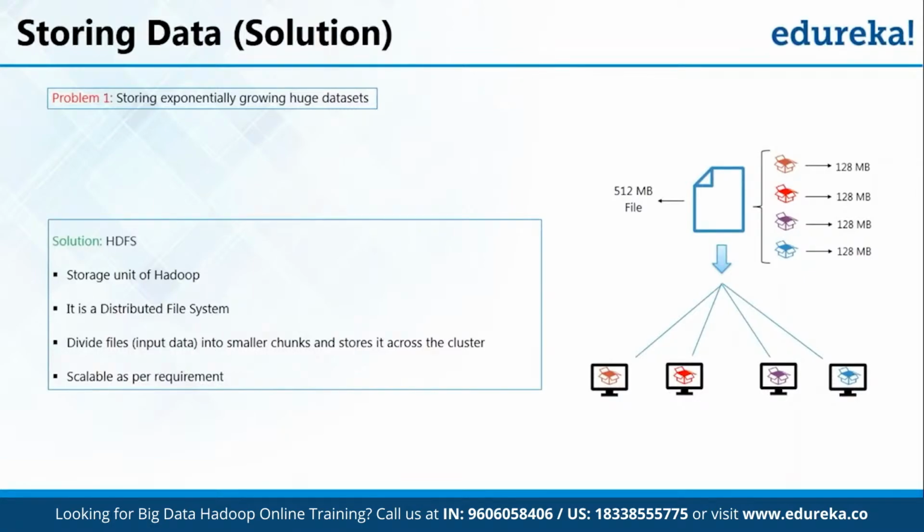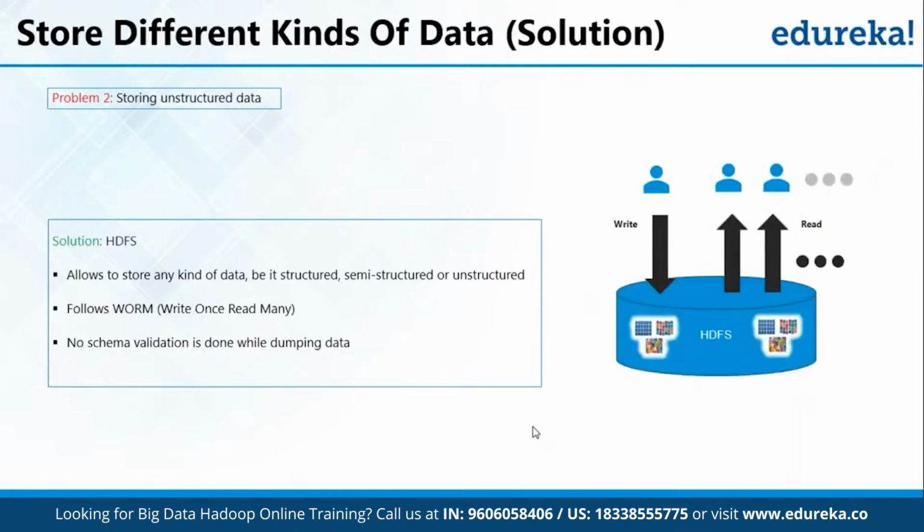Now Reshma, what was the second challenge with big data? So the next problem was storing a variety of data. And that problem was also addressed by HDFS. With HDFS, you can store all kinds of data, whether it's structured, semi-structured, or unstructured. It is because in HDFS, there is no pre-dumping schema validation. So you can just dump all the kinds of data that you have in one place. And it also follows a write once and read many model. Due to this, you can write the data once and read it multiple times for finding out insights.